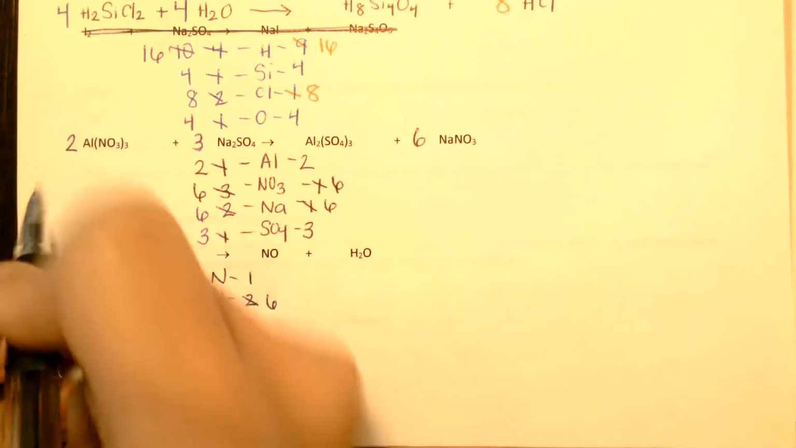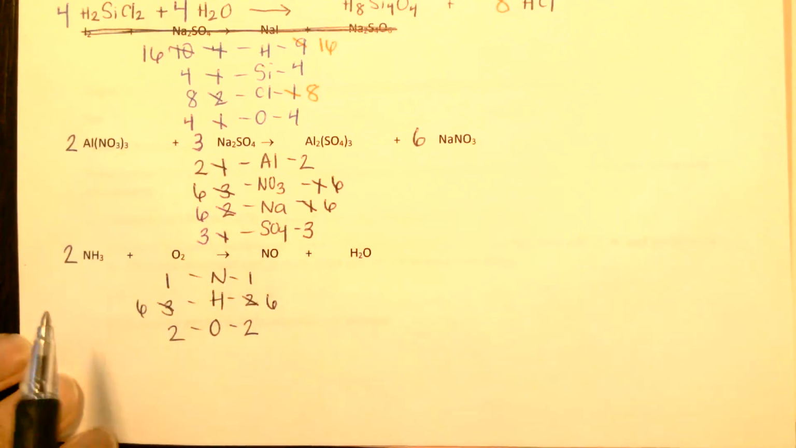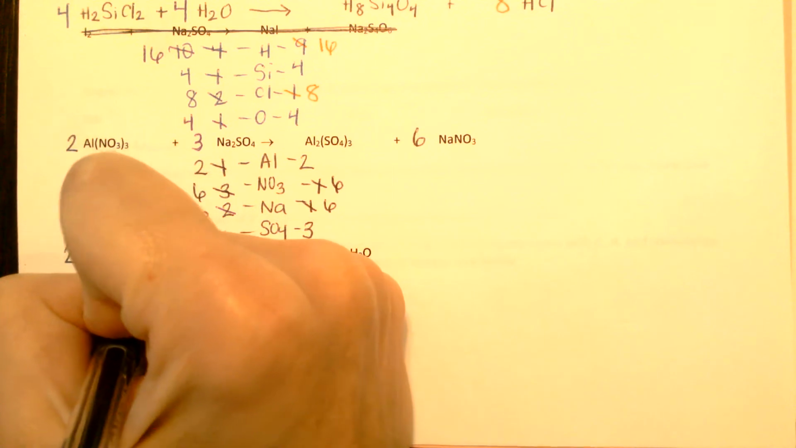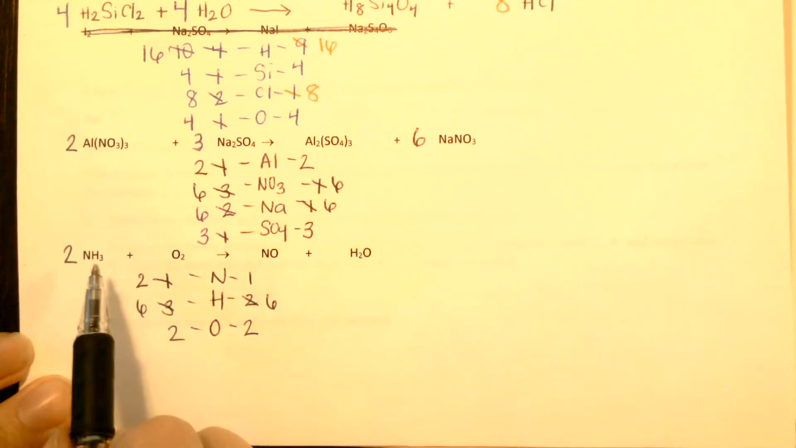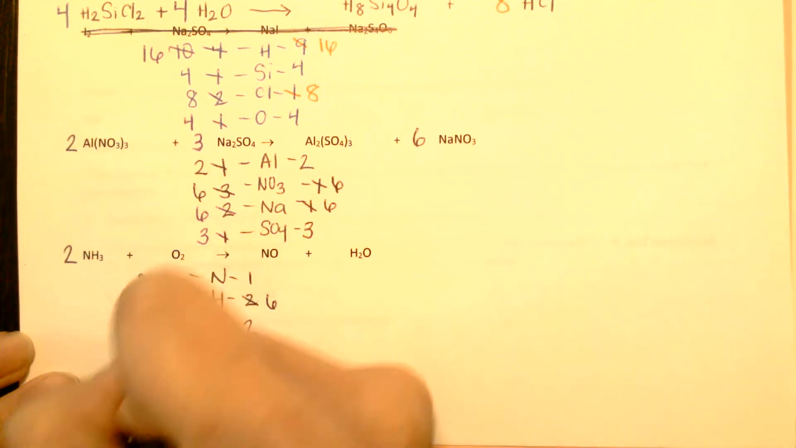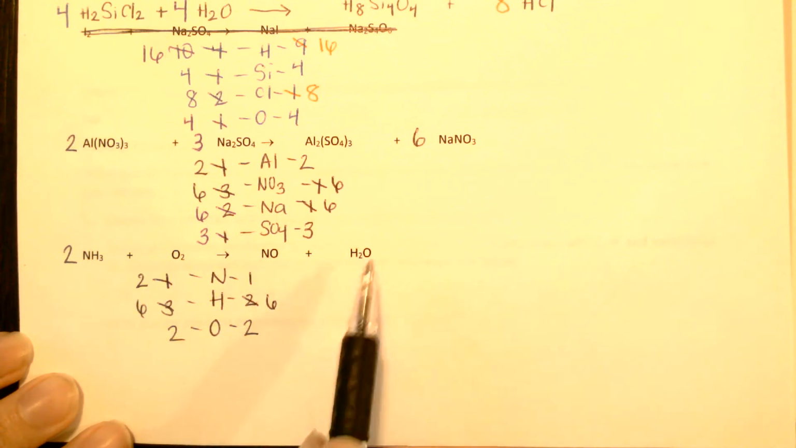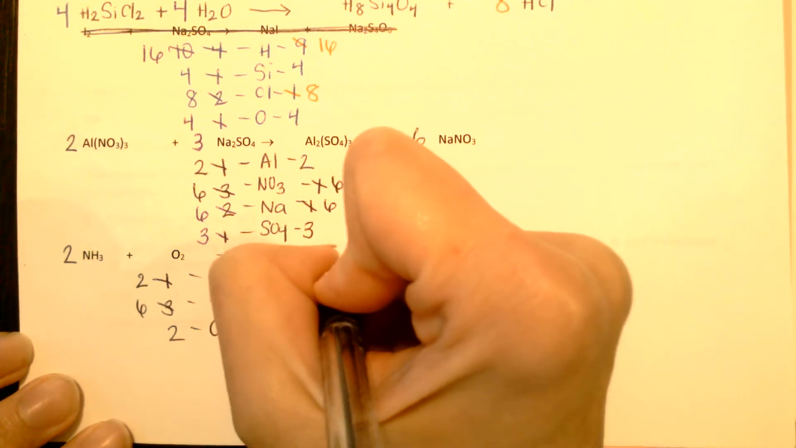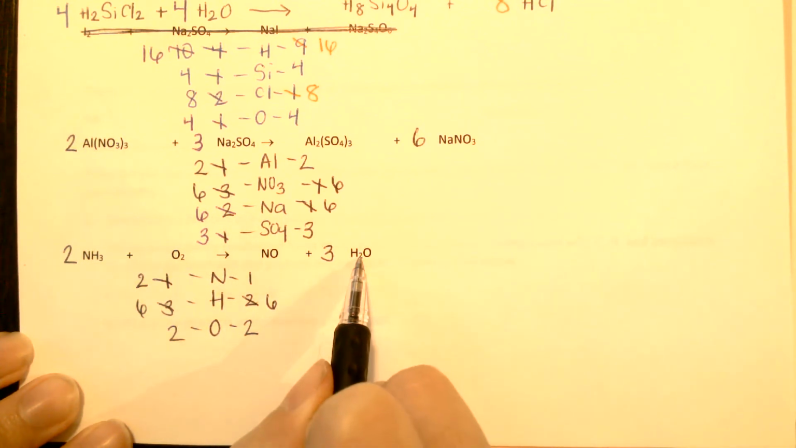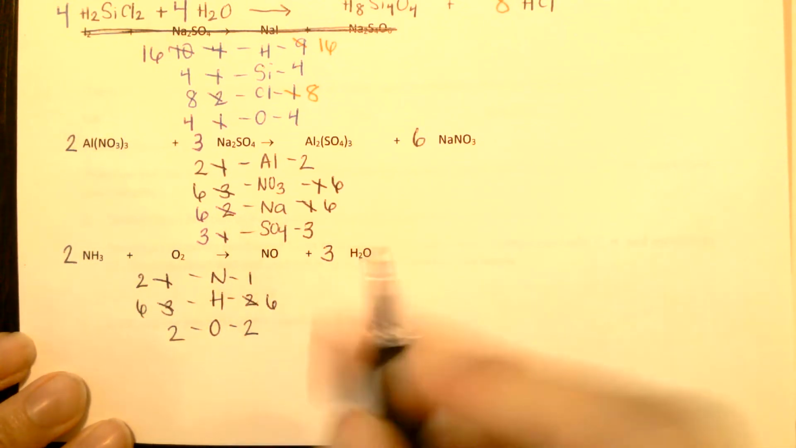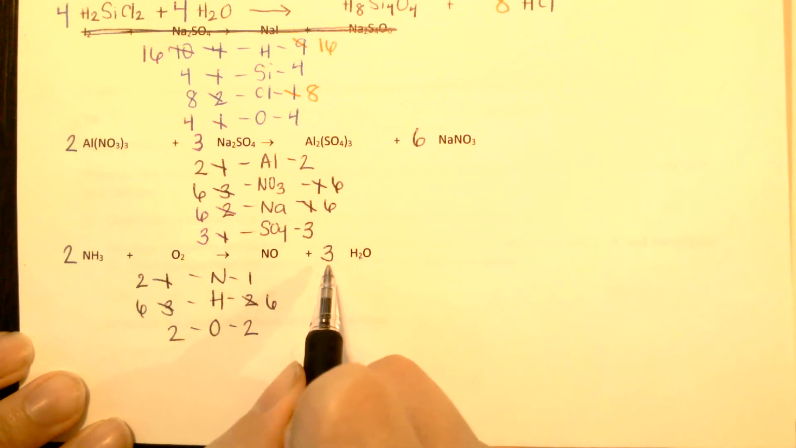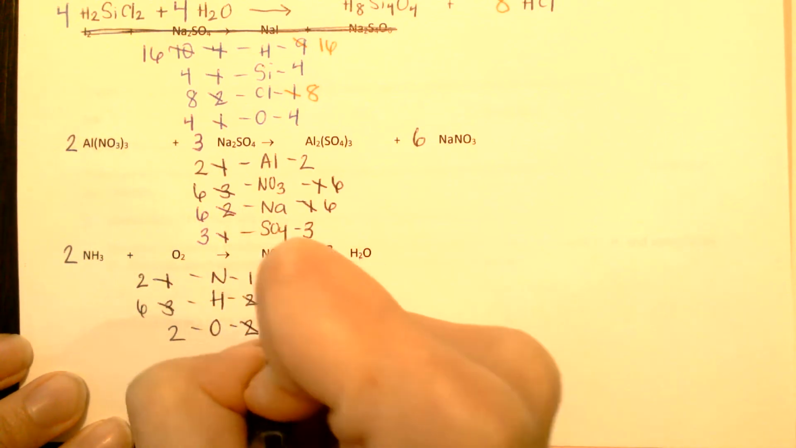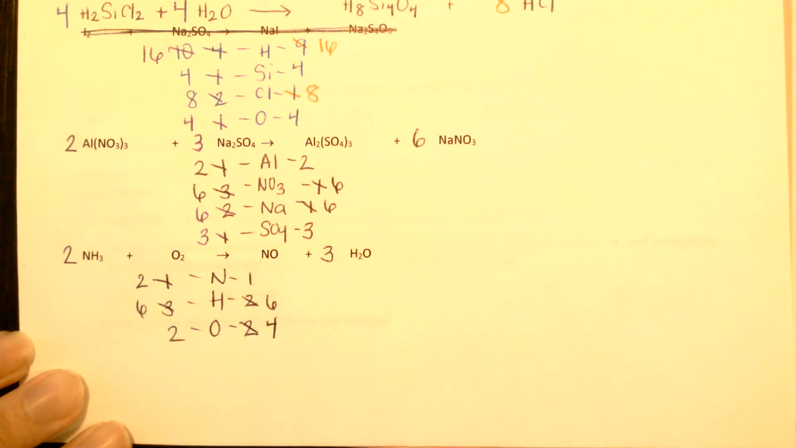Okay, so to get 6, this one needs to be a 2. So 2 times 1 gives me a 2, and then we have 2 times 3, which gives me the 6. So over here on this side, this one is a 2, so I know this needs to be a 3. So we have 3 times 2 for our hydrogen, which gives us 6. And now if we look at our oxygen, we have 3 of those, plus this one here gives us 4.